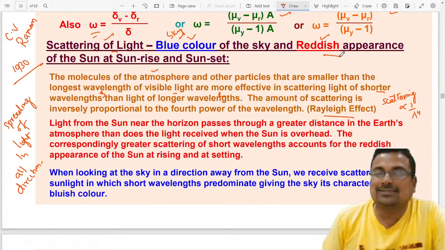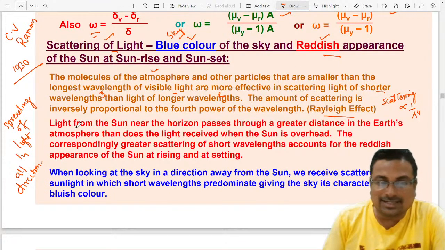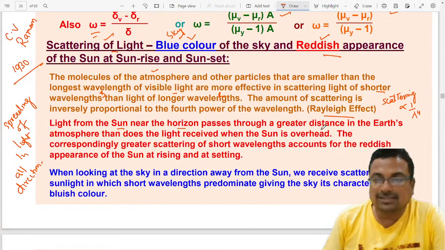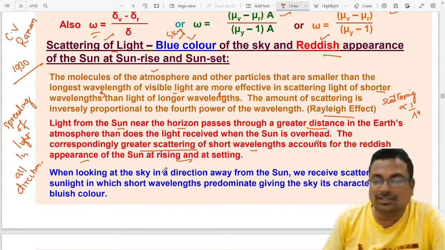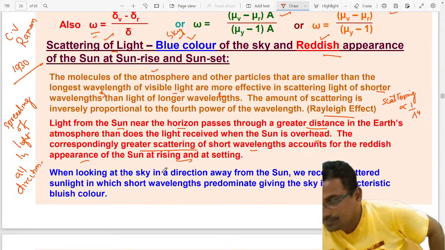Why are the sunrise and sunset red in color? During the sunrise and sunset, the light from the sun near the horizon passes a larger distance in the earth's atmosphere than does the light received from the sun overhead. Because of the greater scattering of the blue color, the reddish color appears during the sunrise and sunset.